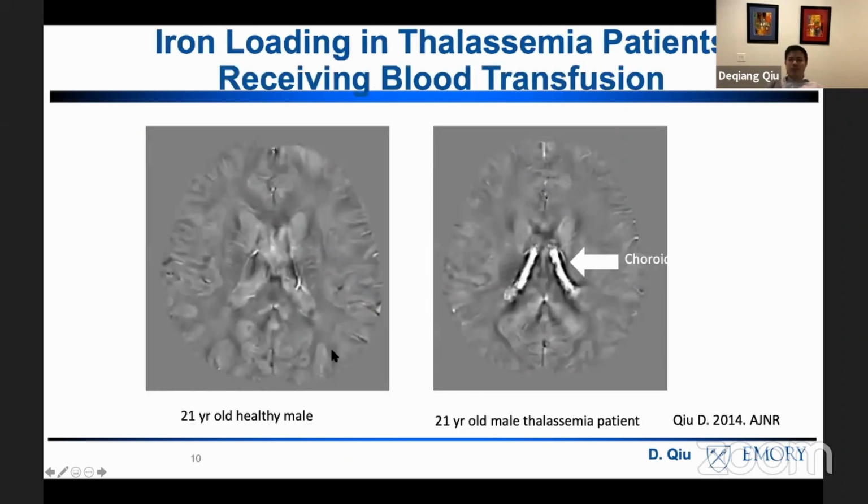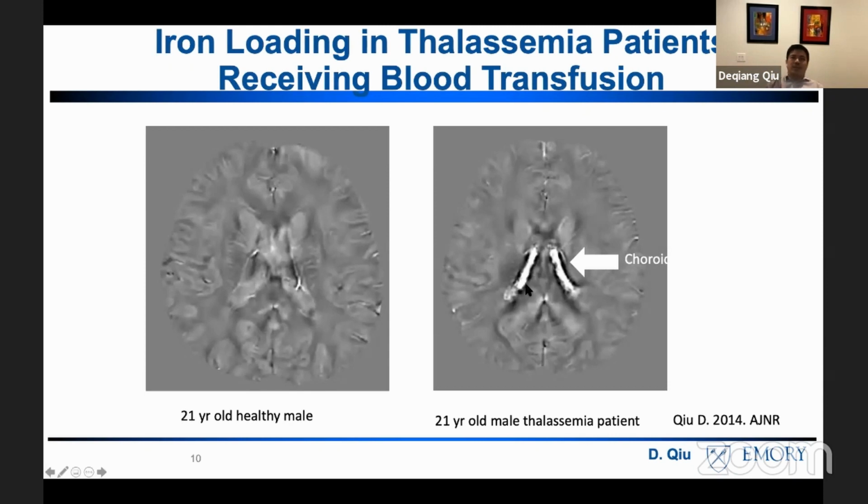So this is a study we did a long time ago. You can see in patients with beta thalassemia, which is a genetic disease that causes modification of their hemoglobin, these patients usually require blood transfusion, which increases their iron load in many organs, such as the heart, liver, and brain.